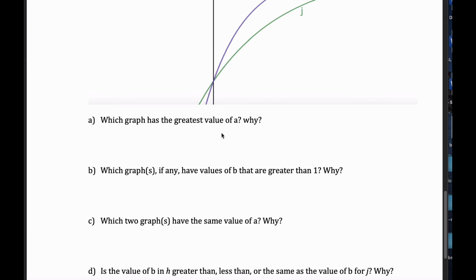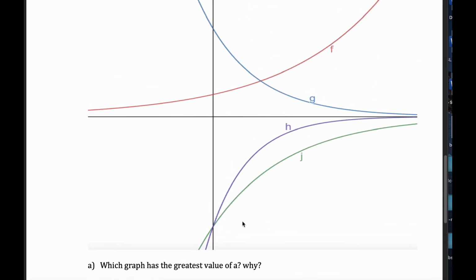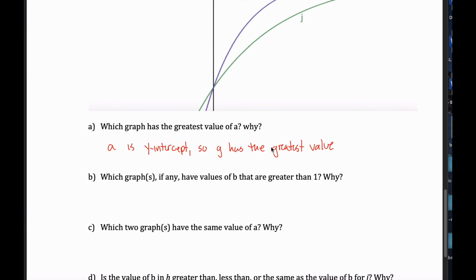And what you need to know is the value of a is just the y-intercept. So all I've got to do is look up here and figure out where the y-intercept is the greatest. It looks like right here, and this corresponds with this graph g. So my explanation would be something like this: since a is just the y-intercept, g has the greatest value of a.